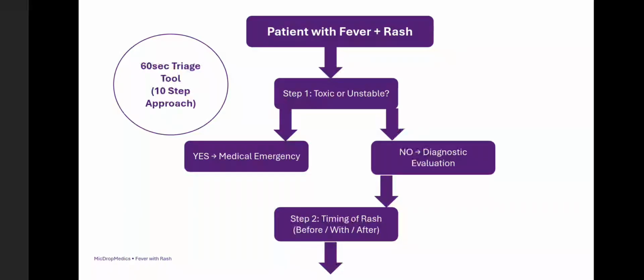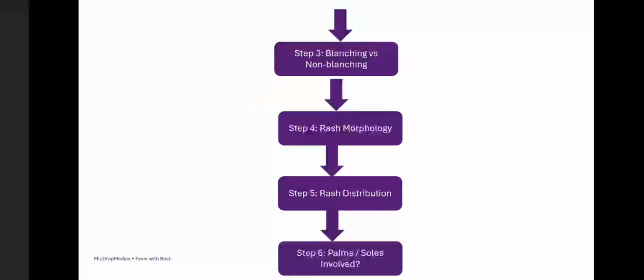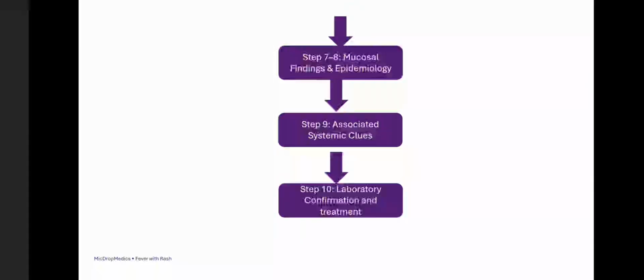So now bringing everything back together, the first and foremost thing you need to do when a patient walks in with a fever and a rash is find out if the patient is stable or unstable. Then in step 2, find out the temporal relationship of the rash with fever. Then step 3, find out if the rash is blanching or non-blanching. Then look for the rash morphology and distribution. Step 6, you need to find out if the rash is also in the palms and soles. Then look at the mucosa and find out what is the epidemiology of the fever and the rash. Then step 9 is to look for the associated systemic clues. And step 10 is the laboratory confirmation and then go for treatment.